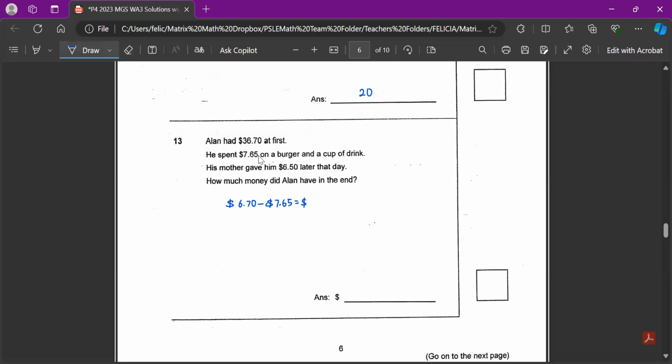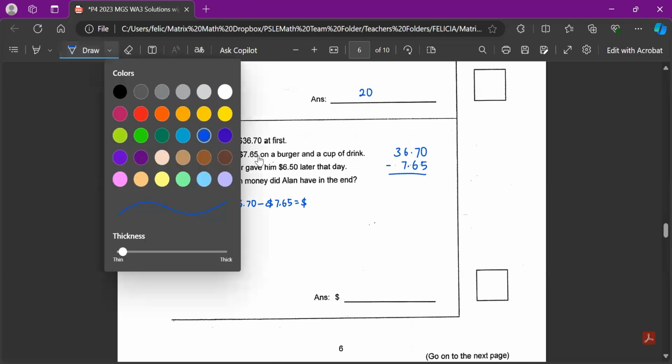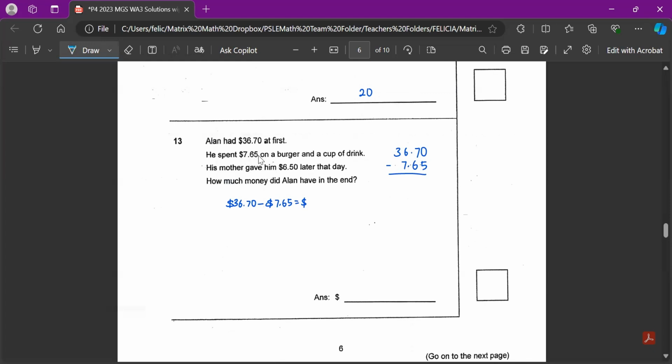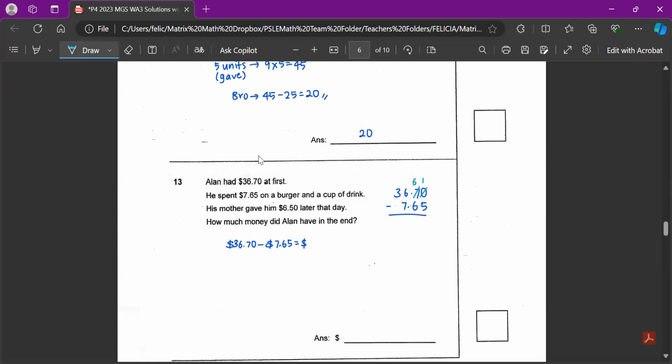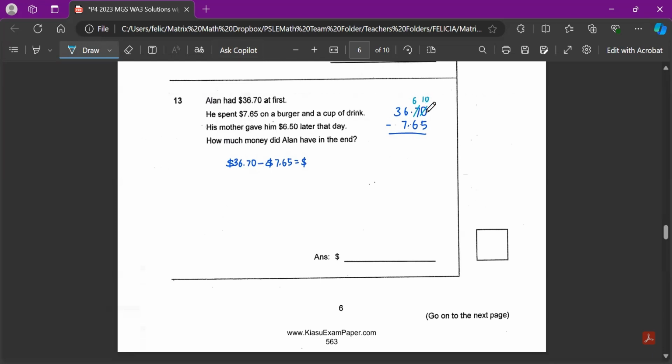All right, so let's proceed to do the subtraction together. So 36.70 minus 7.65. Try to space out the digits as you're doing your workings. Okay, so let's begin. So 0 minus 5 cannot be subtracted. So 7 cancel becomes 6, and this 0 becomes a 10. Okay, so you can just put a 1 next to the 0 also can. So 10 minus 5 is 5.